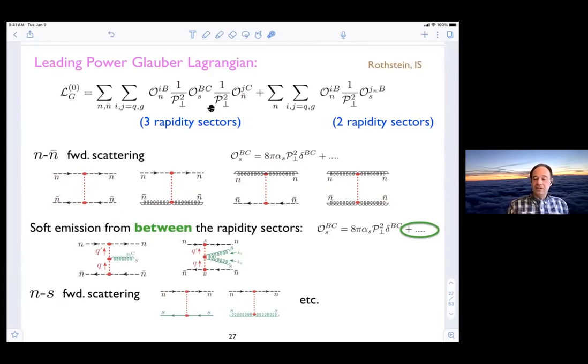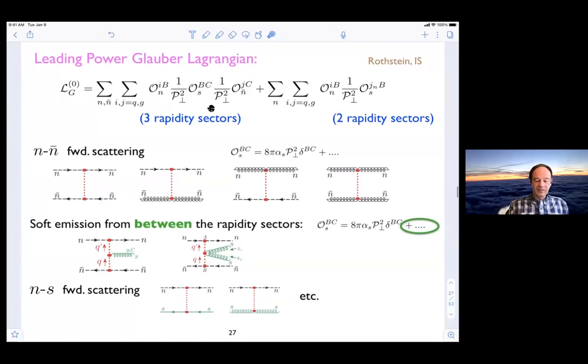But there's something else that could happen because the soft operators can have soft emissions. And so if there's a soft emission, then you get something non-trivial from this operator, which is actually called a Lipatov vertex. And so you have three rapidity sectors sort of interacting with each other at the same time. So that's what the Glauber Lagrangian is.